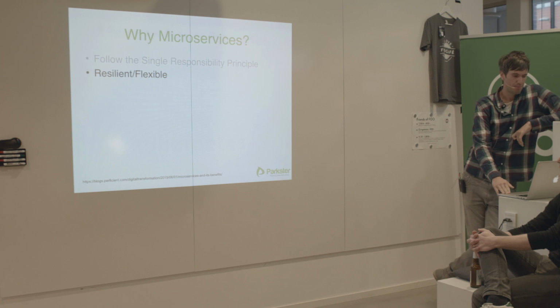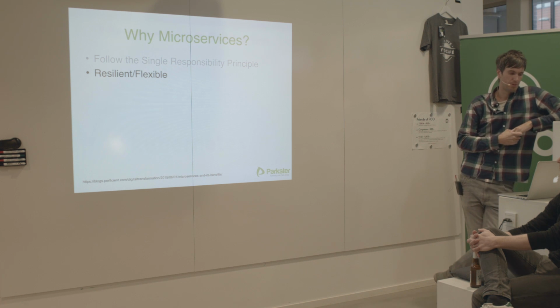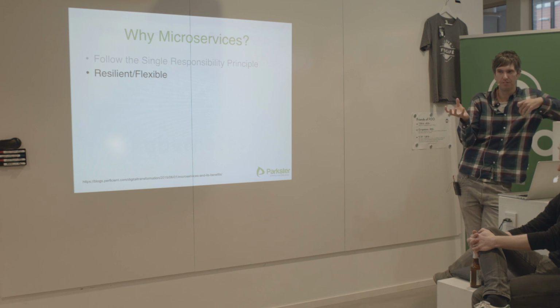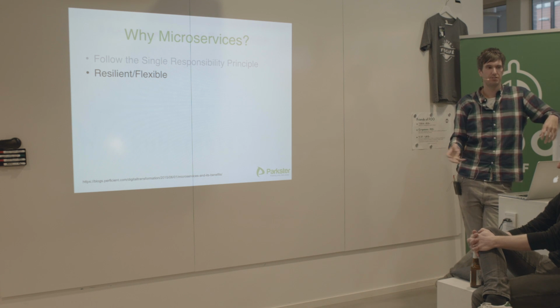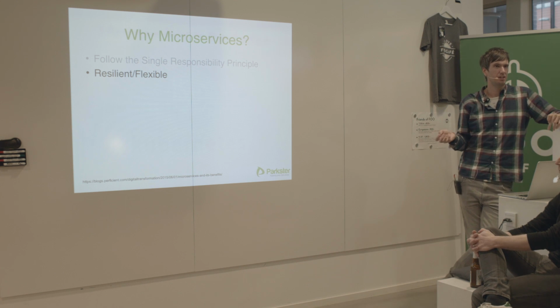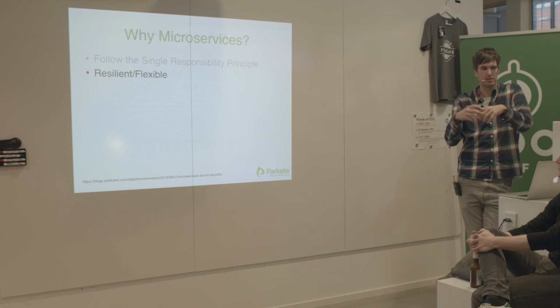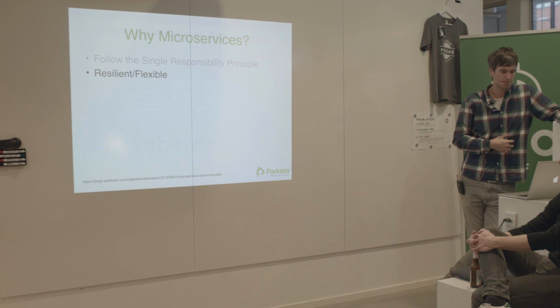And another idea with the microservices is that it should be more resilient to failure. So if one part of your big system fails, it shouldn't cause everything to crash. I mean, if something crashes, only that particular piece of the software should crash, and the rest of the system should continue working.